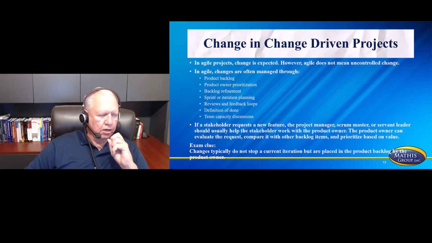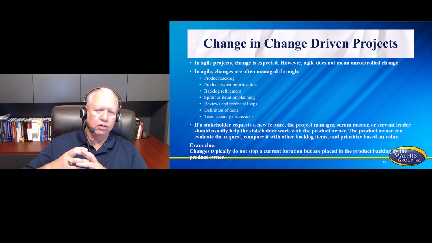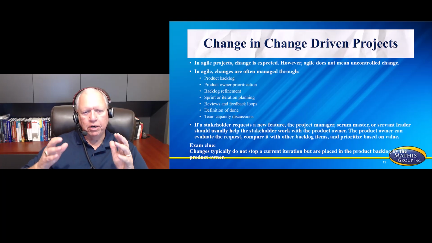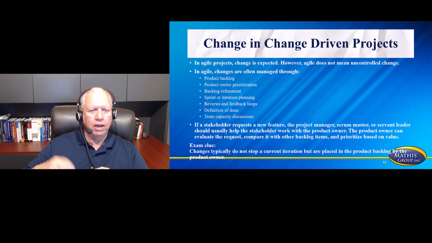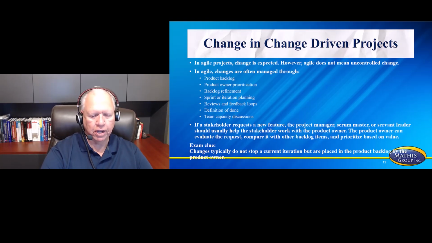And then an exam clue for you here. Changes typically do not stop the current iteration, but are placed in the product backlog by the product owner. So you don't typically stop a 3-week iteration to put a change request in. That's not typical on the test, and that's not typical in Agile the way PMI thinks. Typically, when you start an iteration, it's locked in and time-boxed, so no changes to it until that time box is over, and then you make changes and adjustments for the next iteration. So keep that mindset for your test.